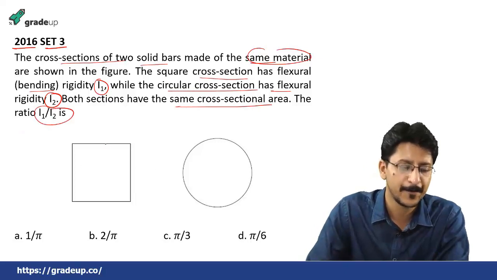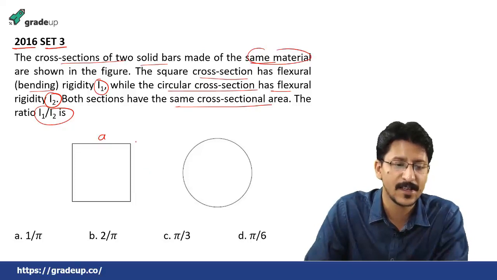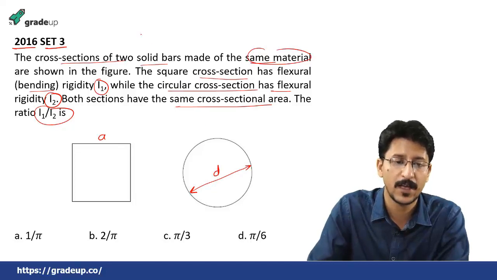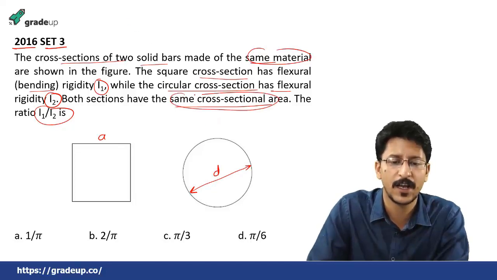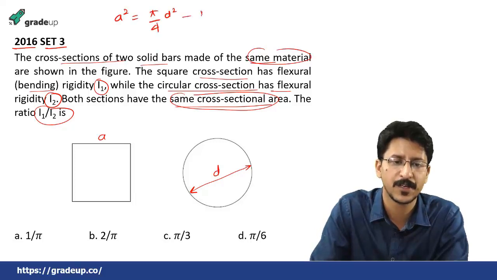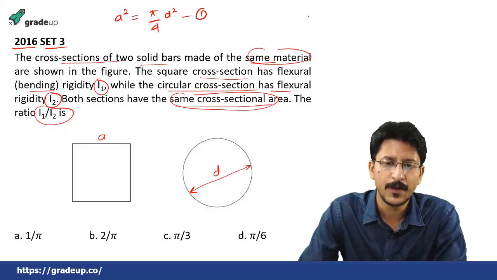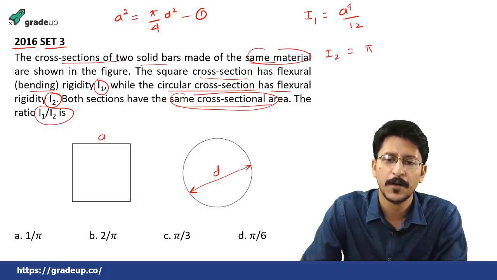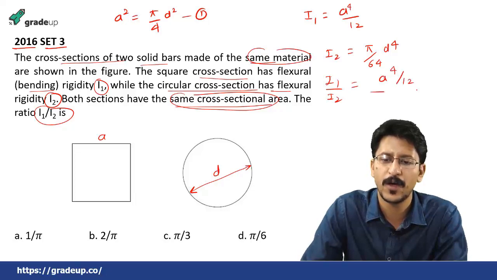Let us take the side of the square as A and the diameter of this circle as D. Since it is given that the cross sectional area is the same, we will use this condition: A square is equal to pi by 4 D square, the first equation. Then we know that I1 for the square is equal to A to the power 4 by 12 and I2 is equal to pi by 64 D to the power 4, and we need to find I1 by I2. So we will put these values, that is A to the power 4 by 12 upon pi by 64 D to the power 4.